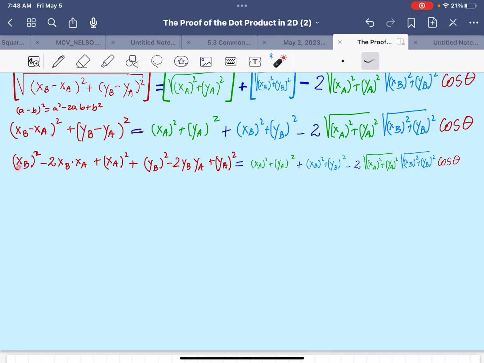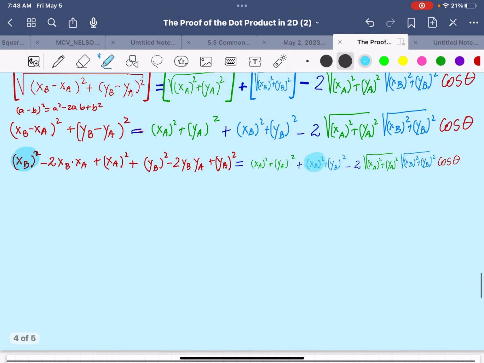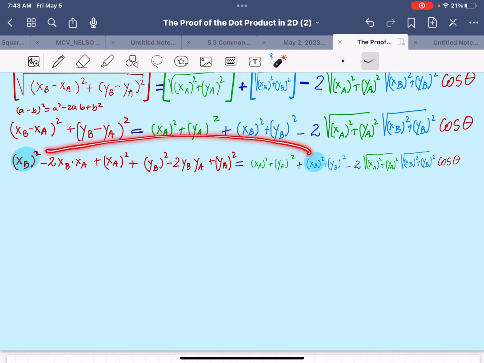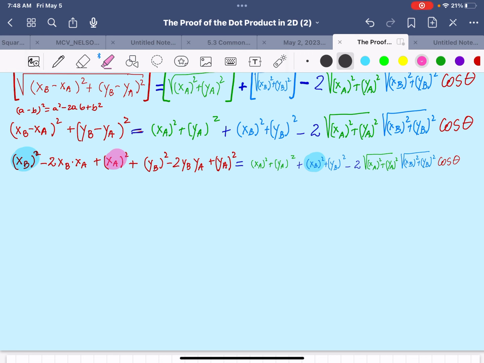So I'll bring your attention here to xb squared, and I will highlight this as a matter of fact. So here is xb squared. You see that on the other side, we also have xb squared right here. So the two of them will simplify. How? Because if you take this to the other side, they will subtract each other. Next, we have xa squared on the left, xa squared on the right. That is gone. And now we have yb squared on the left, yb squared on the right. Next, we have ya squared on the left and ya squared on the right.